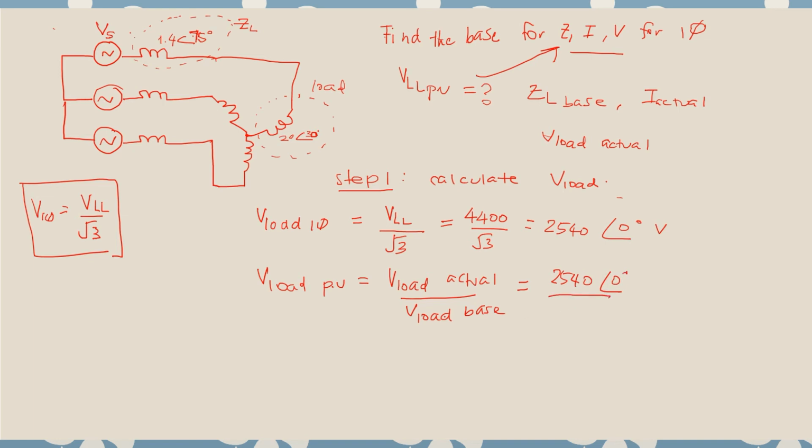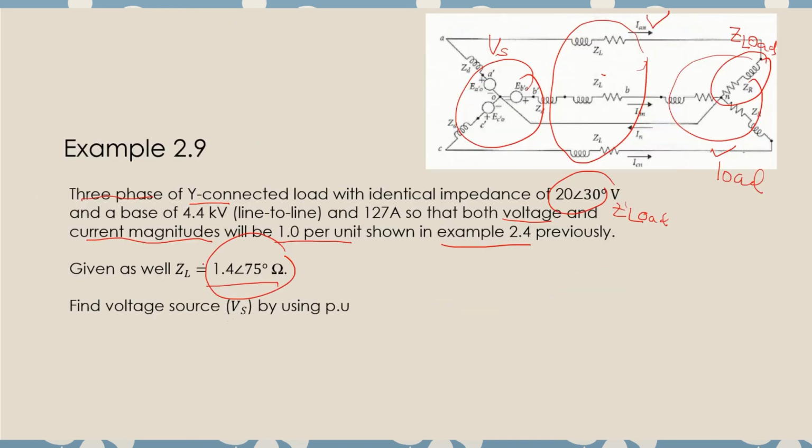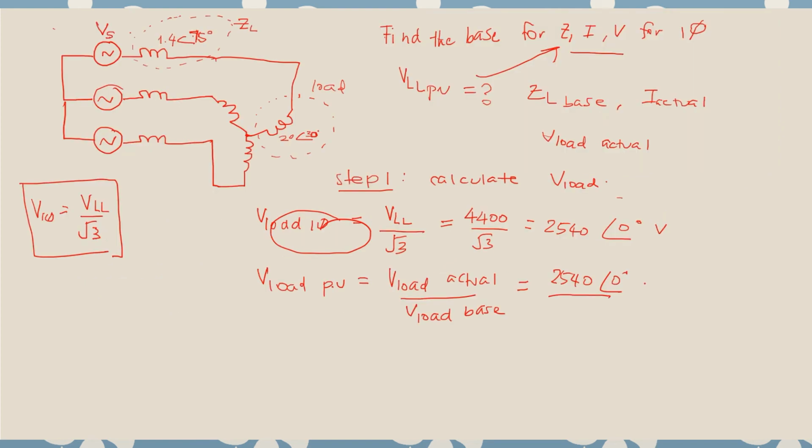Remember previously it says that the voltage needs to be in 1 per unit. So the question already gives you a hint. It means that the voltage here has to be in 1 pu. So in order for it to be 1 pu, the V load base has to be 254 as well. So we get that.